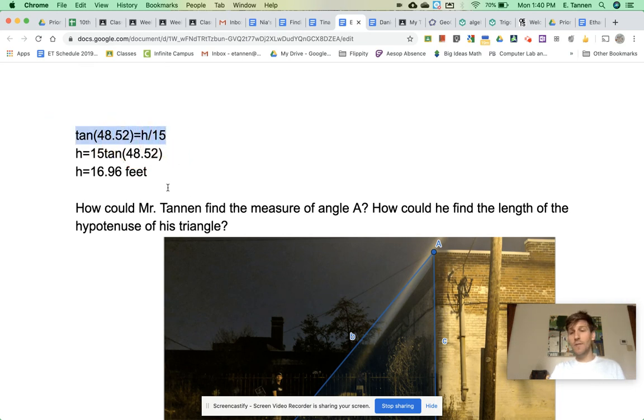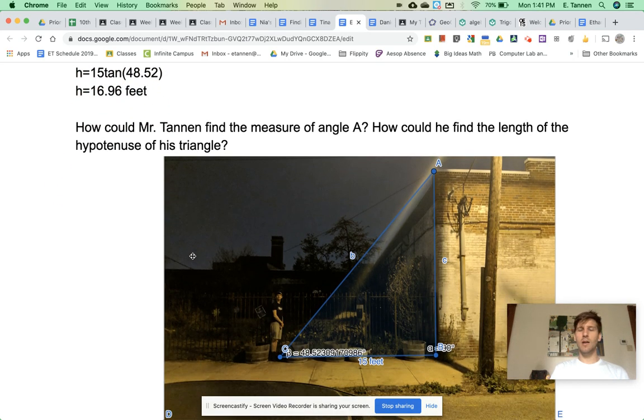The tangent of the angle measure, which was given to me, I'll show you how to do that in a second, equals the height of the building over 15. And this is in feet. So then I just multiplied both sides by 15 and switched the sides of the equation. The height equals 15 times that tangent measure, which I just plugged into my calculator, and I found that the height of the building was about 17 feet.